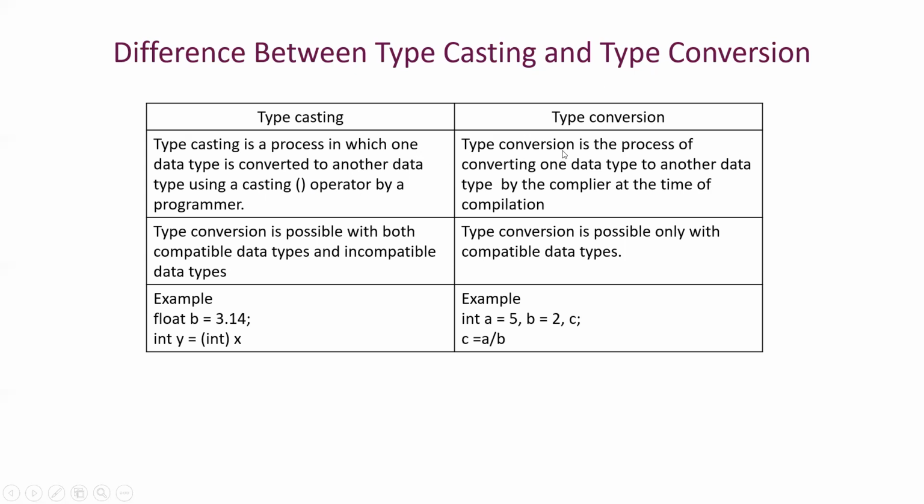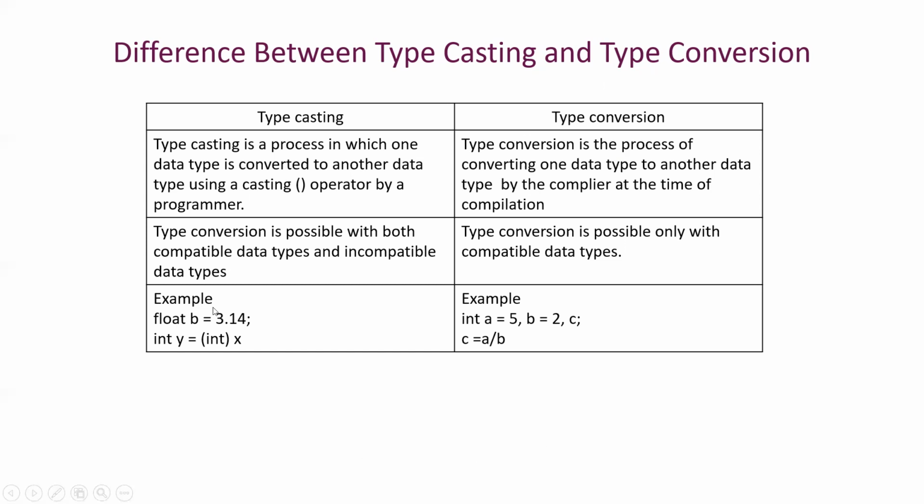Type conversion is the process of converting one data type into another data type by the compiler at the time of compilation. So here type conversion is an automatic process. The smaller data type will be automatically converted to larger data type. Typecasting is possible with both compatible data types as well as non-compatible data types, because here we are explicitly converting using the casting operator. But type conversion is possible only with compatible data types. Only the compatible data type and also the smaller data type will be converted to higher data type.